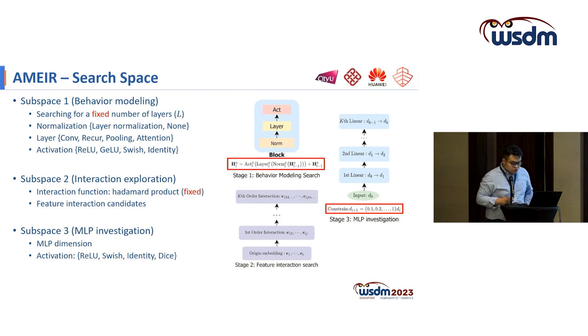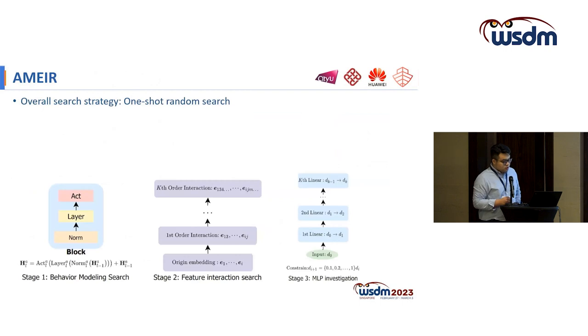The output dimension should be a portion of the input dimension. And similar to subspace one, the activation function candidate is listed, which is also predefined. The overall search strategy of AMEIR is one-shot random search. Specifically, AMEIR searches for the recommender system in three steps.